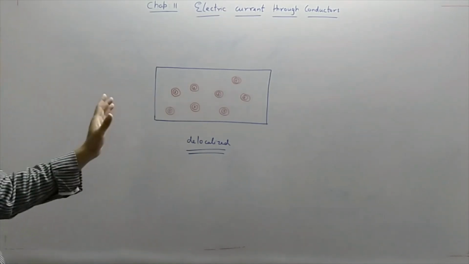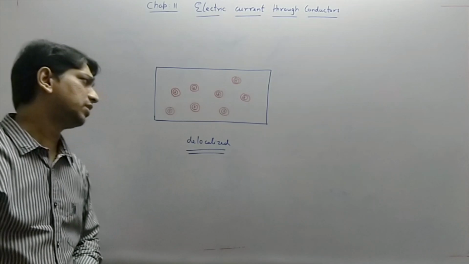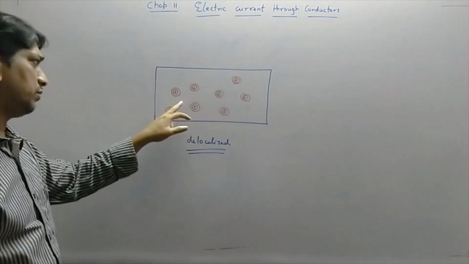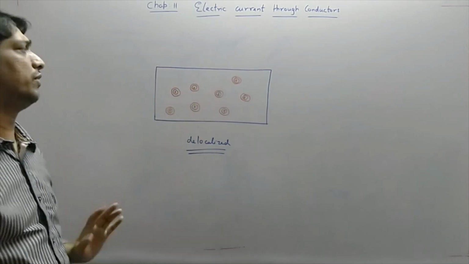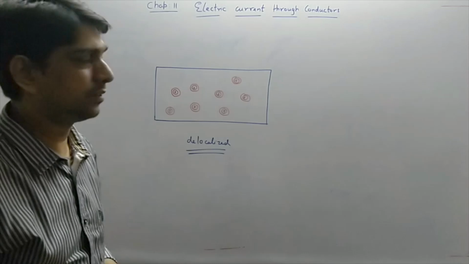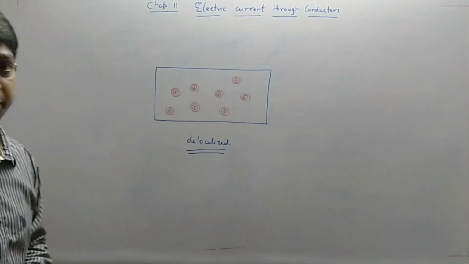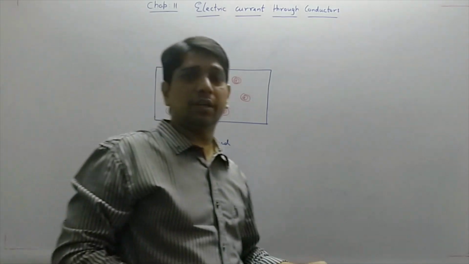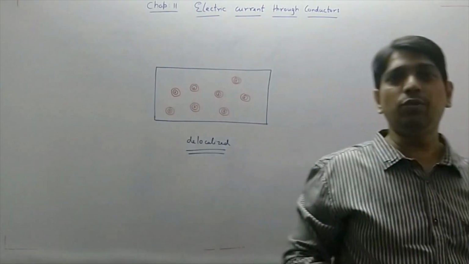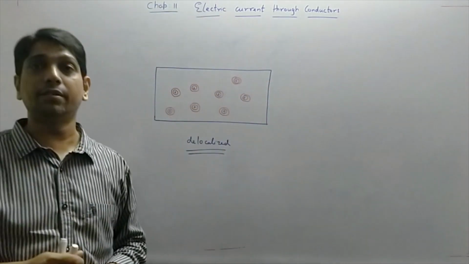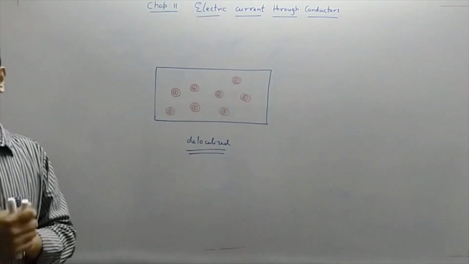So when the atoms inside the conductor are very close to each other, the electrons become delocalized, which means the electrons will start moving randomly in all possible directions, with all possible speeds and velocities. So basically the valence electron becomes delocalized when a large number of atoms come together in a metal.